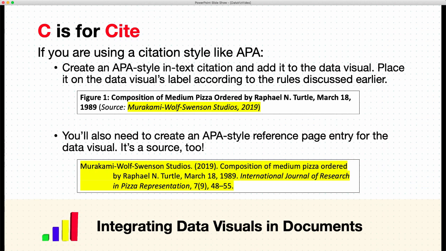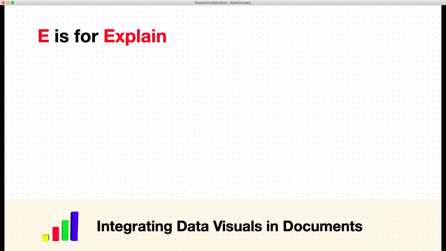So we have this here, what would be the correct references page entry for this particular data visual. Excellent.